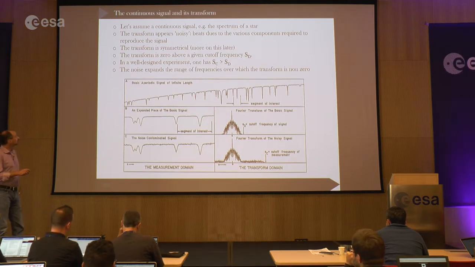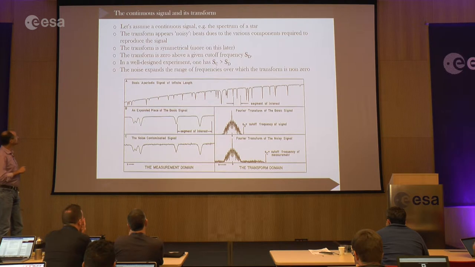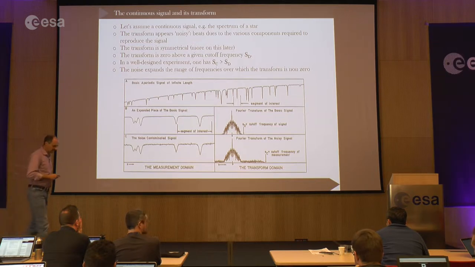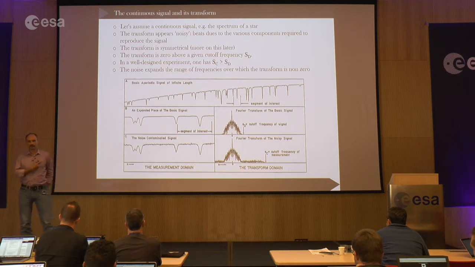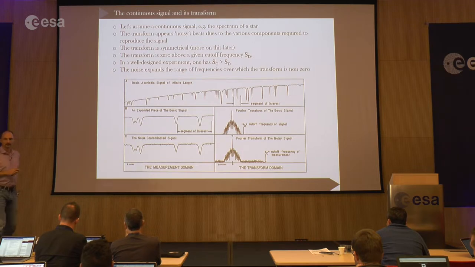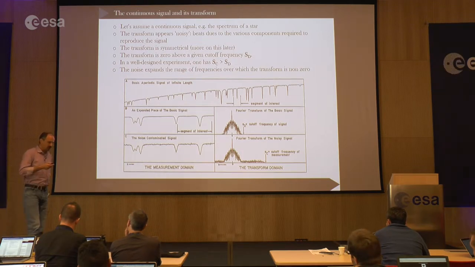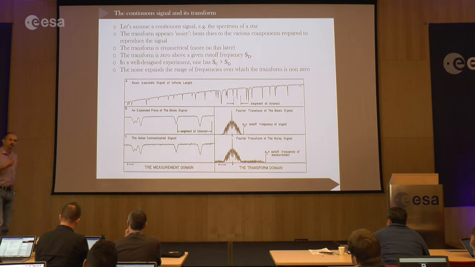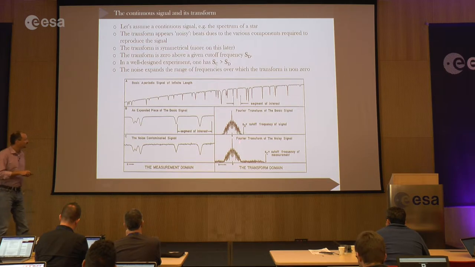So we assume a continuous signal, for example the spectrum of a star, in that case the sun. And that's its transform. The transform always appears noisy. You can see that also, for example, in the Fourier transform of the zebra in 2D. It looks full of speckles. That's because you need lots of frequencies and interferences, so to speak, between these frequencies to recreate the structures in your signal. So it always has this noisy aspect.